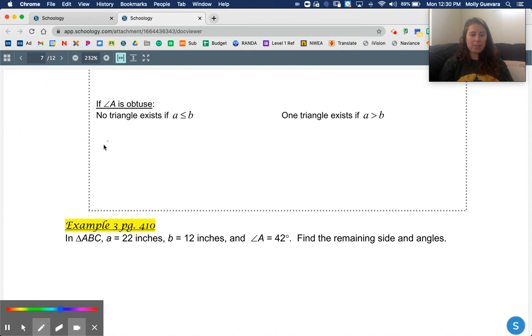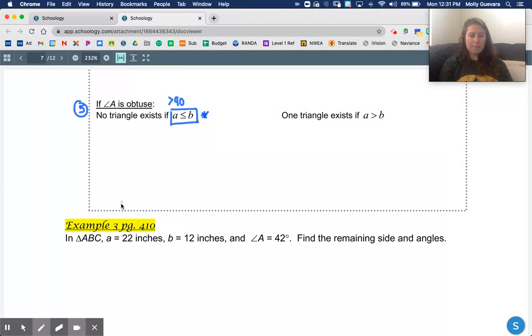What about if the angle you're given is obtuse, right? If it's greater than 90. If the side that you're given that corresponds to that angle is less than your other side, then no triangle exists. So right here, this is really important. If A is less than B, no triangle exists. And this is case 5.